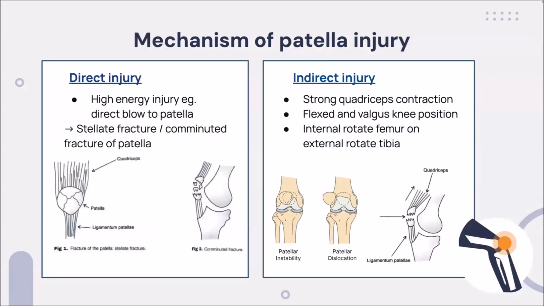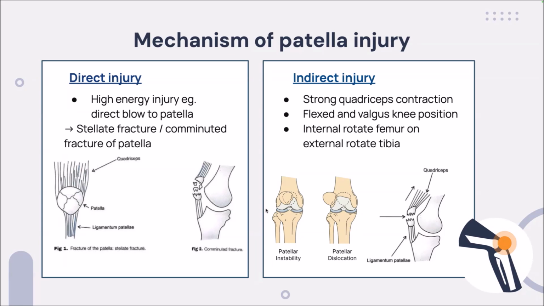So for the mechanism, patella injuries can occur via direct or indirect mechanism, as well as in high energy trauma. So for the indirect injuries, it occurs without a direct blow to the patella. It can occur with strong quadriceps contractions. For example, sudden forceful contractions of the quadriceps can cause patella fractures or subluxation or dislocation. It is common during jumping, running, or kicking, and the knee position during the injuries, for example, the flexed knee or the internal rotation of the femur on an externally rotated tibia.